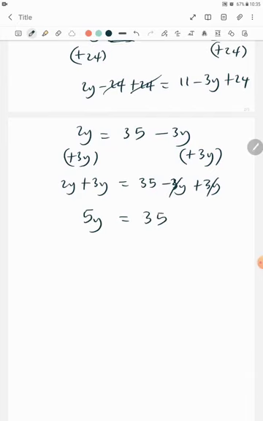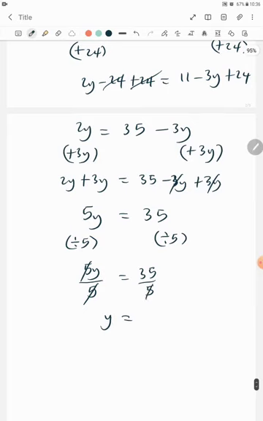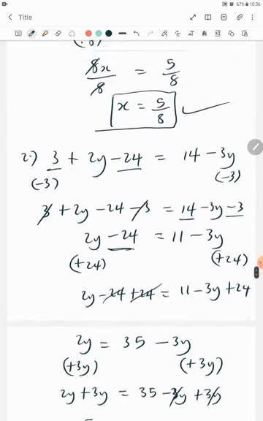Now it's time for me to remove 5 from this y. But because 5 and this y are joined by multiplication, I will use division to remove it. I'm dividing both sides by 5. 5y divided by 5 equals 35 divided by 5. The 5s cancel out, and then I have y equals 35 over 5. 5 here 1, 5 here 7, and that will give me the answer of 7. So this will be our answer.